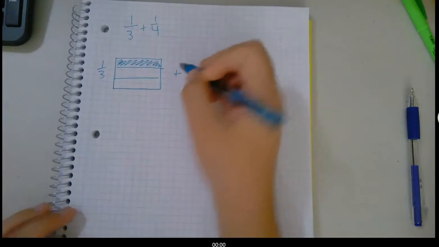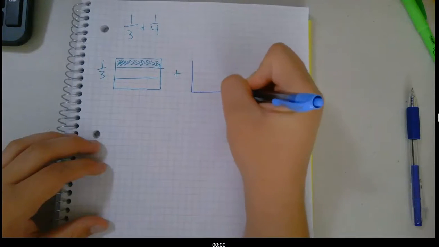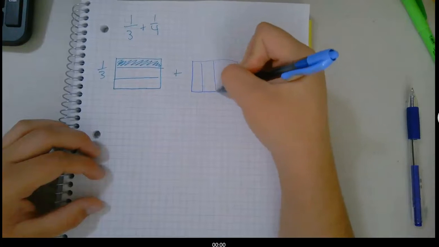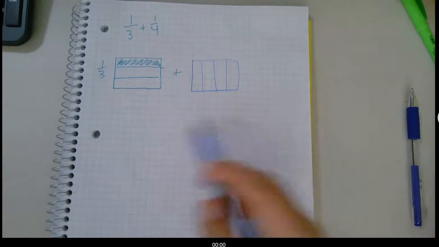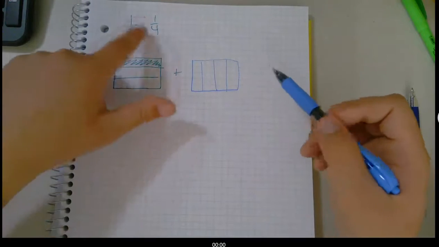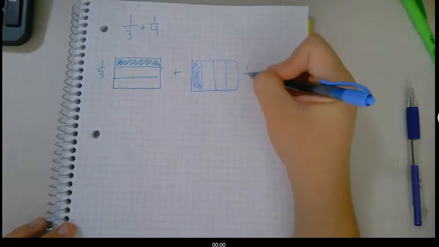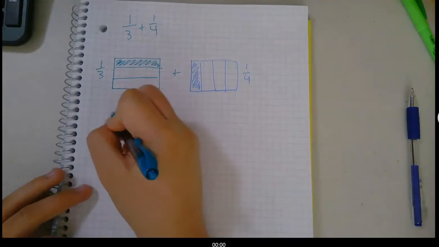And now we have to show 1/4. In order to do that, you have to split a rectangle into 4 different portions, going the opposite way. 1, 2, 3, 4. 1/4, 2/4, 3/4, 4/4. And you're only going to shade one of those 4 portions because the numerator is 1. And we can't add these fractions yet because they do not have a common denominator. So now what we're going to do is get them to that common denominator.